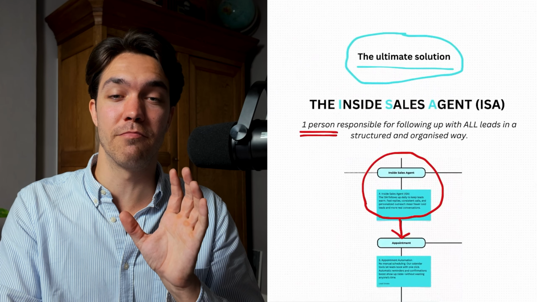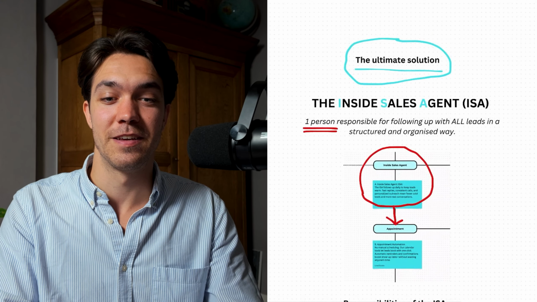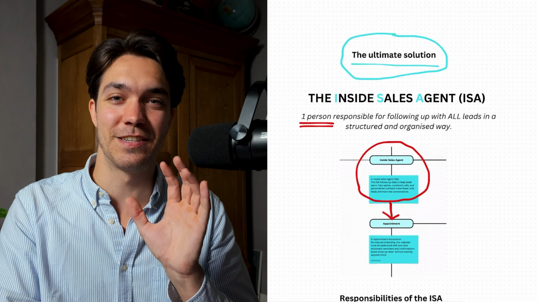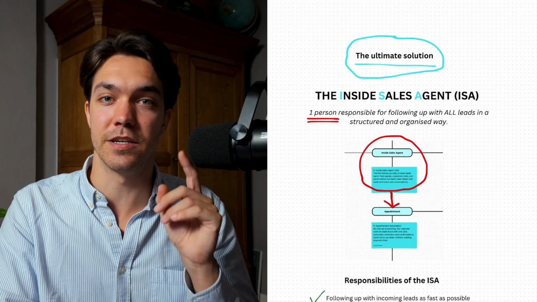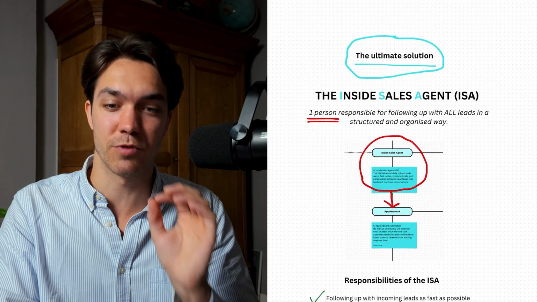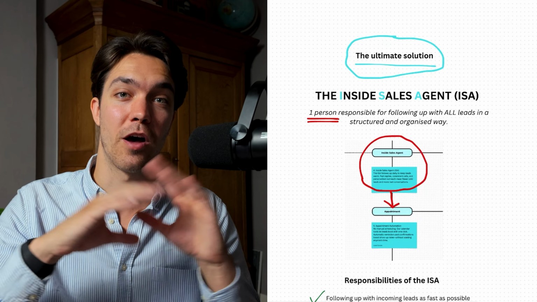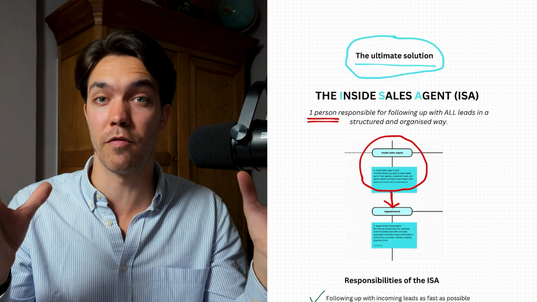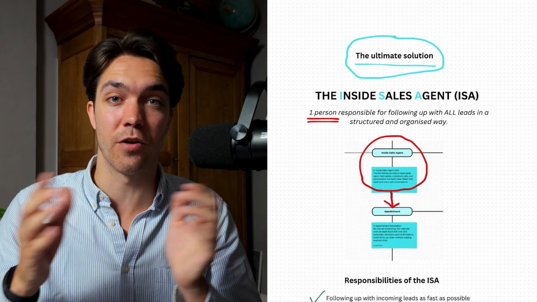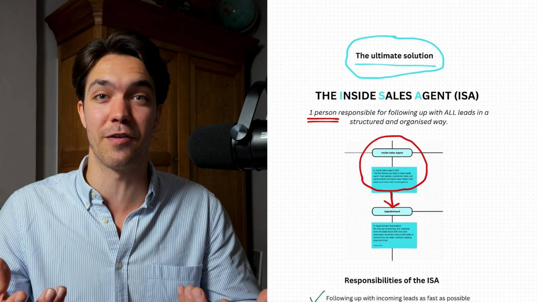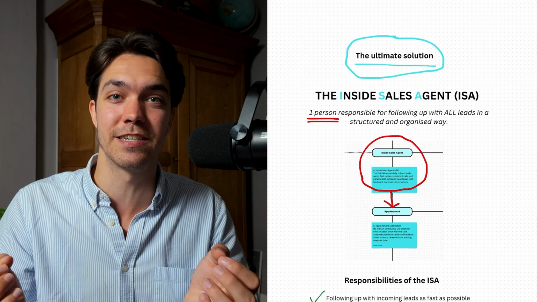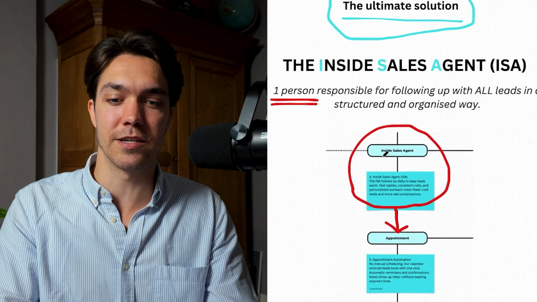So what's the ultimate solution? The ultimate solution is to implement an inside sales agent. An inside sales agent is one person that is responsible for following up with all online leads or offline leads in a structured and an organized way. And of course, you have your agents that still need to follow up with highly qualified leads, but that will be doable for them. What does an inside sales agent do?